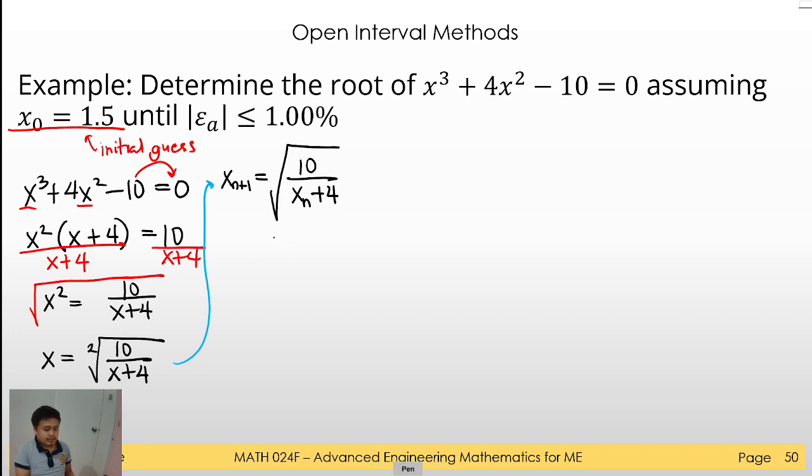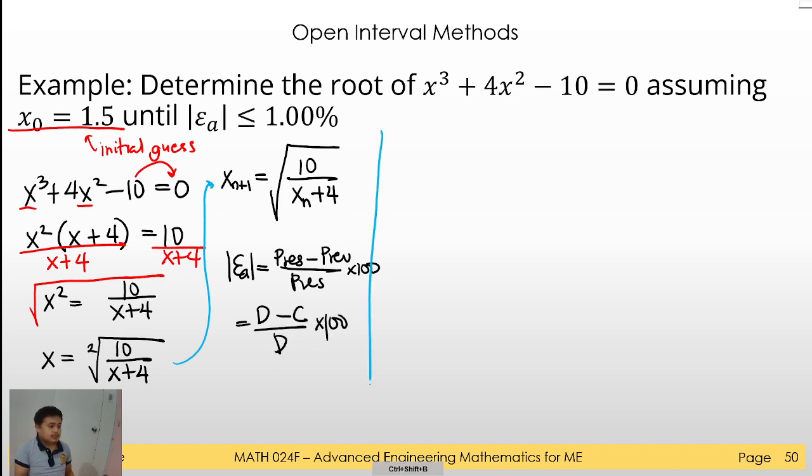And to calculate also the relative error, this will be equal to the present minus the previous over the present times 100. Let's just say this present is equal to d. So we have d minus c over d times 100.